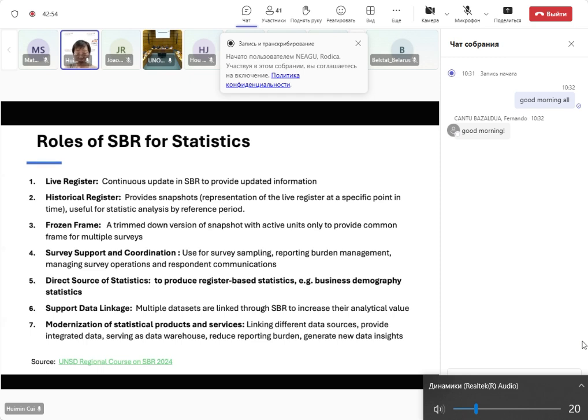Due to all these features in the SBR, in particular data linkage, it provides infrastructure for the NSO to modernize statistical production and services. In particular, it serves as a data warehouse to reduce reporting burden as well as generate new data insights.